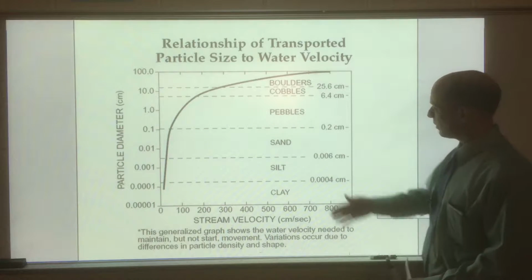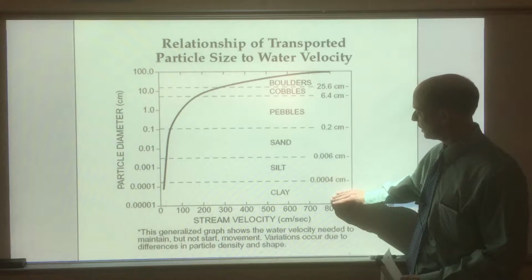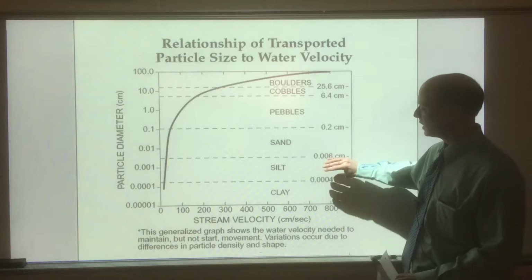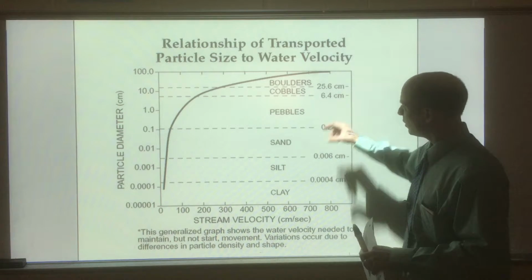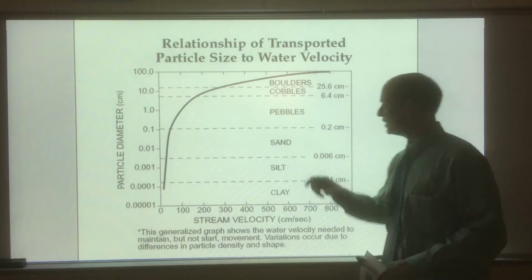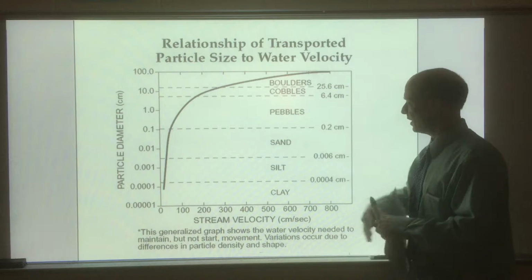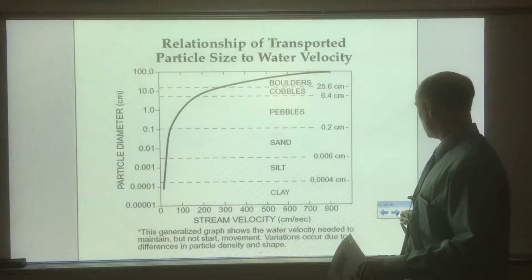New York State reference table, this is really where it shows them. It shows their ranges here. Clay's the smallest, silt, sand. You gotta know sand is fine sand and larger sand. Pebbles up to about 6.4 centimeters, cobbles and boulders. That's where you can find it for those people who have this reference table.